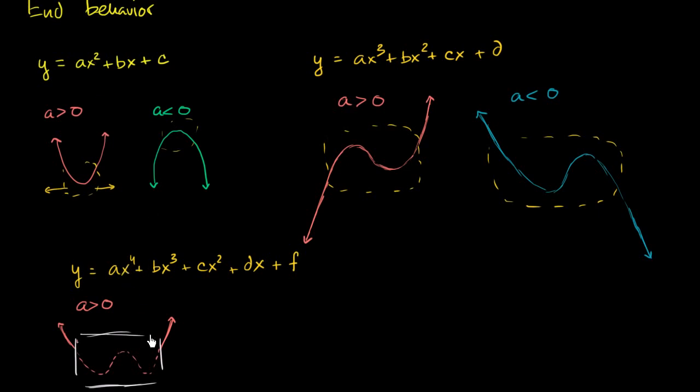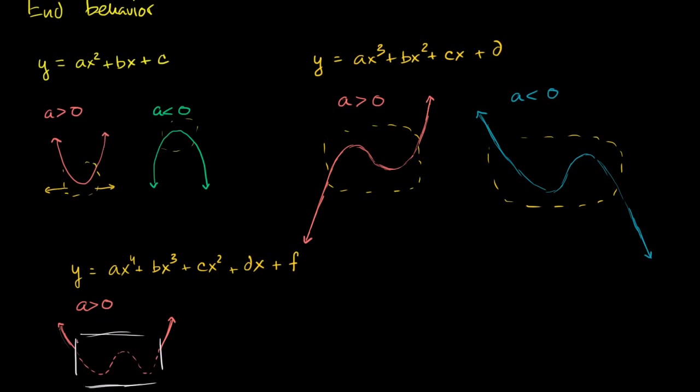any even power, for very large, as long as a is greater than 0, for very large positive values, you're going to get positive values. And for very large negative values, you're going to get very large positive values. You take a negative number, raise it to the fourth power or the second power, you're still going to get a positive value.